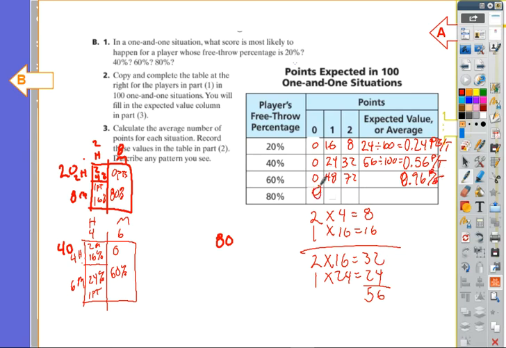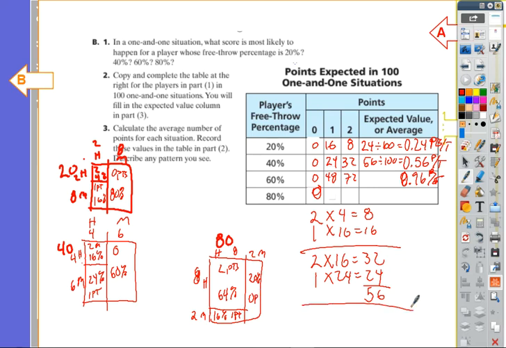And finally, for the 80%, so 8 out of 10 times we'll hit the shot. 2 out of 10 times we'll miss on our first shot. For our second shot, 8 out of 10 times we'll hit the shot. 2 out of 10 times we'll miss the shot. So 64% of the time we'll get 2 points. 16% of the time we'll get 1 point. And 20% of the time we'll get 0 points.